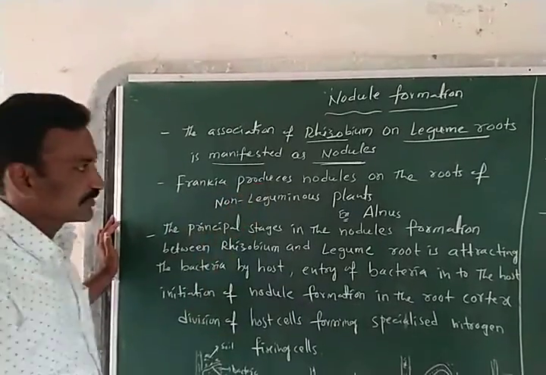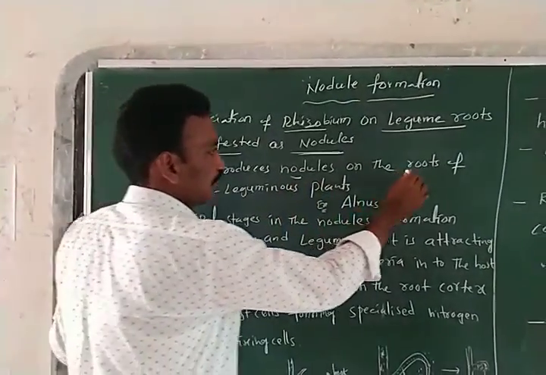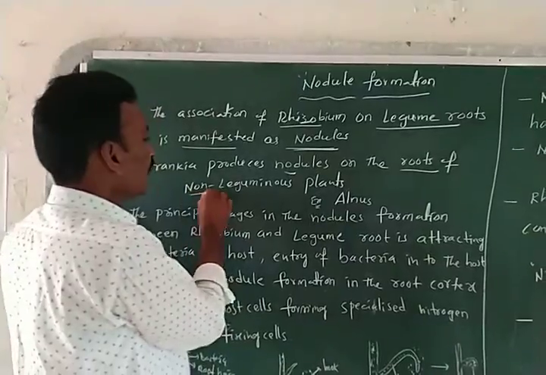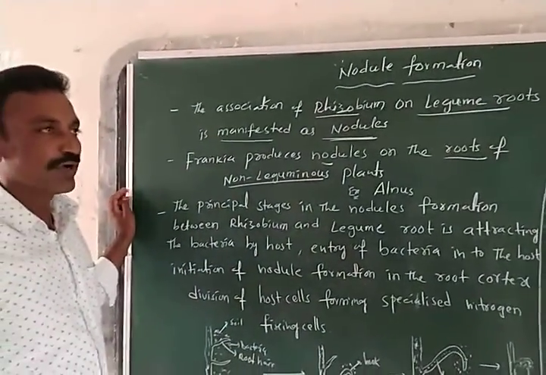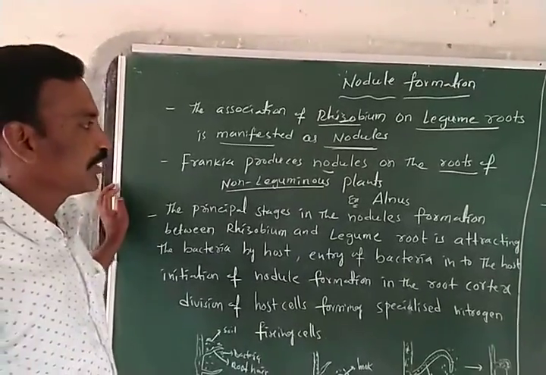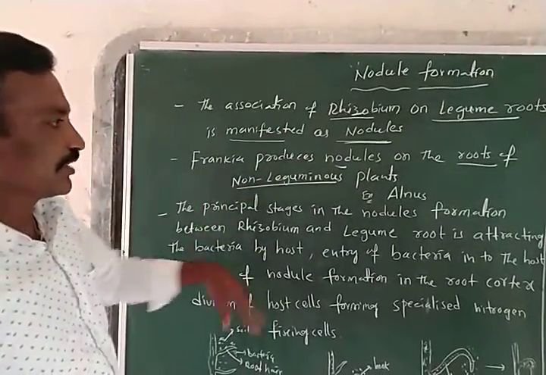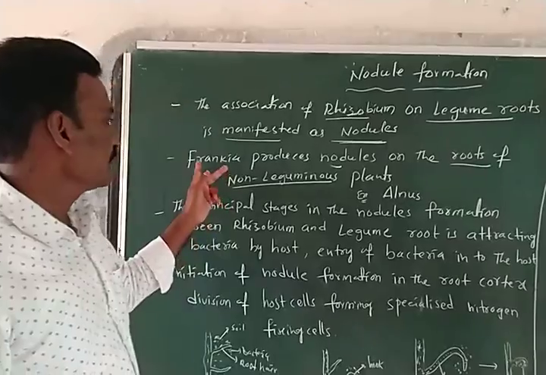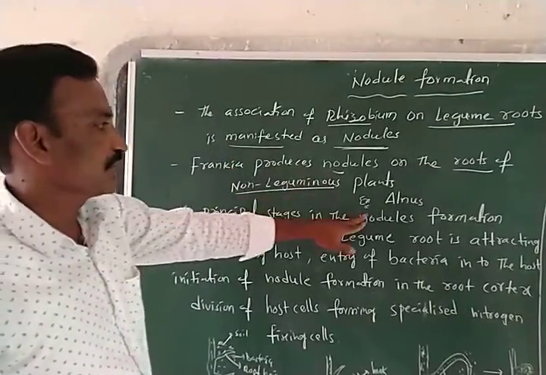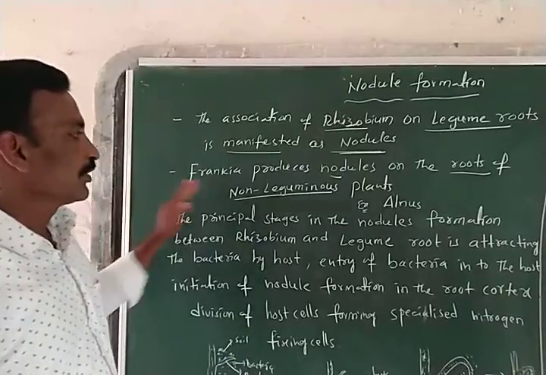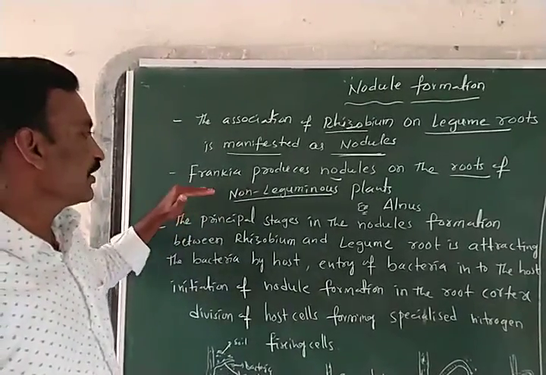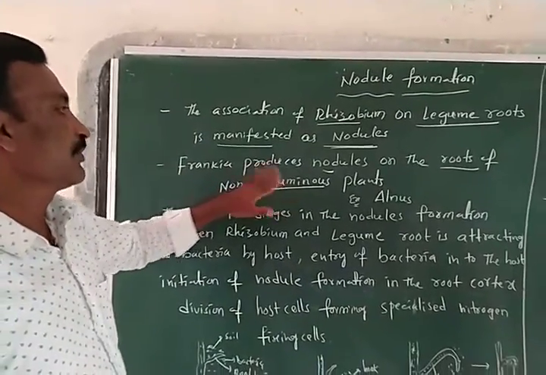Frankia produces nodules on the roots of non-leguminous plants. So some of these plants also produce nodules. For example, Alnus: Frankia associated with Alnus plants also produces root nodules. So it is a non-leguminous plant.